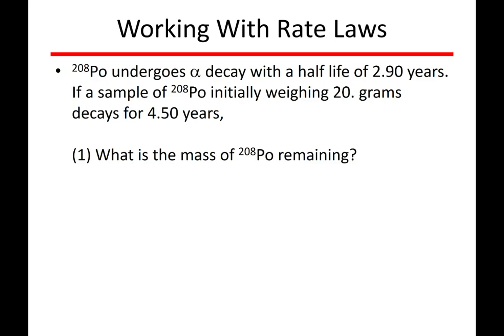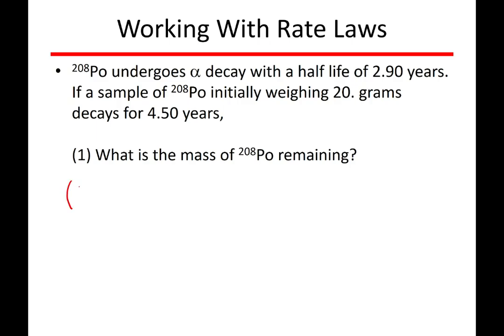Now we'll take a look at an example problem. Here we're told that polonium-208 undergoes alpha decay, and this decay reaction has a half-life of 2.9 years. You're told that you have a sample of polonium-208 that initially weighs 20 grams, and it's going to decay for 4.5 years. First, we're asked to determine what the mass of polonium-208 will be after that 4.5-year period of time. When the question is asking you to find what the new amount of your reactant is after a certain amount of time has elapsed, the integrated rate law allows you to determine that.